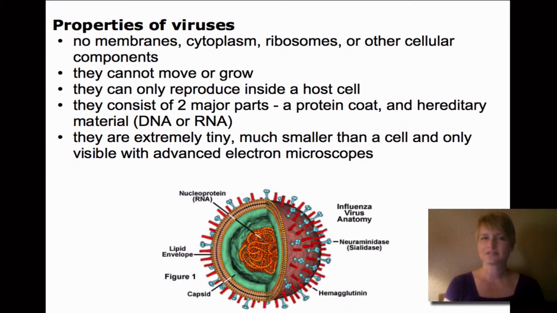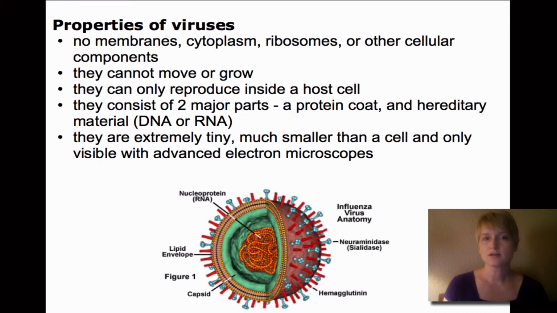Viruses are very different from anything else that we see. They don't have a membrane, they don't have cytoplasm, no ribosomes, so they don't create any proteins. They don't have cellular components. They can't move or grow on their own, and they can only reproduce if they take over a host cell, okay? So they do not reproduce on their own. And that's why we say that a virus is not a living thing. It's not a cell, and it can't do the things that cells do. It doesn't grow, it doesn't metabolize, it doesn't move by itself, and it doesn't reproduce. So we don't consider them to be alive.